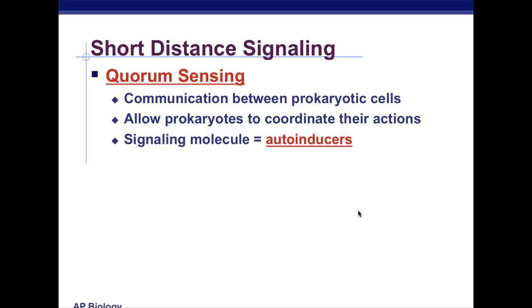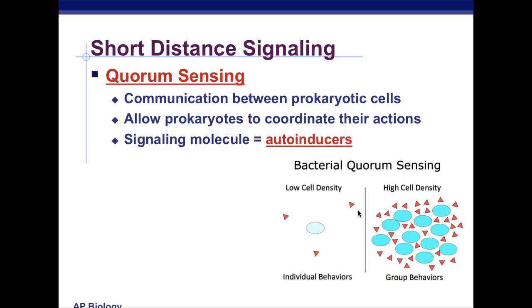And they do this by producing a signaling molecule called autoinducer. Later in the unit, we'll spend an entire day talking about quorum sensing. But basically what happens is a bacteria sends out these little chemical molecules, these autoinducers, and when it's all by itself, it sends out the signal, but it doesn't really receive any. And maybe there's another one nearby that might pick up this lone signal.